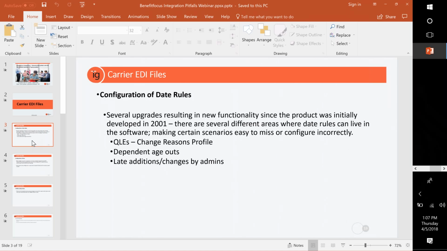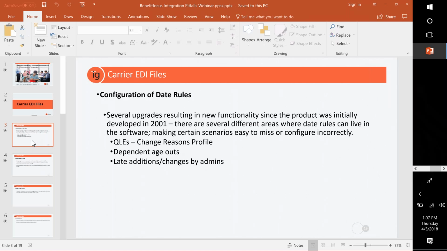Unfortunately, there are a lot of different variations now to the platform. As you can see, there've been several upgrades. Obviously, this platform that they have is close to 20 years old now, and with the insurance industry and the HCM industry growing and several regulations being added and things always in flux, obviously there's going to be a lot of complex coding involved, and there have been a lot of different functionalities added to account for things that make it a little more difficult to keep track of how date rules can be configured.